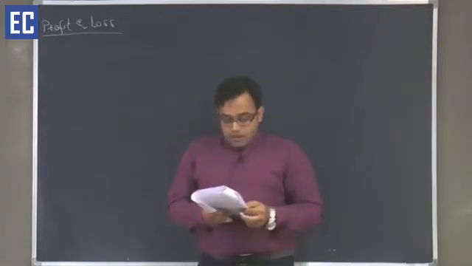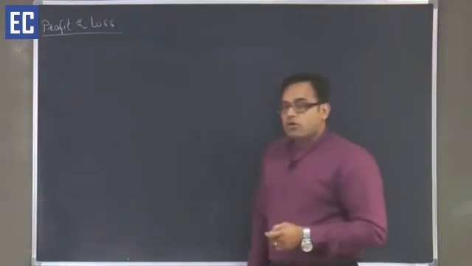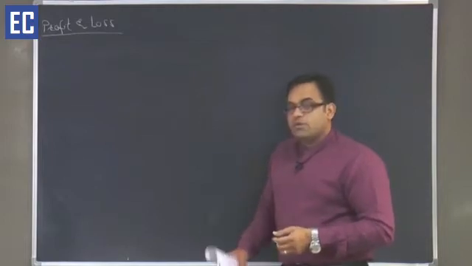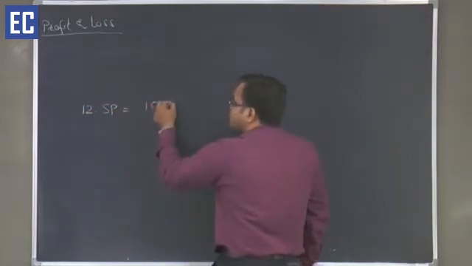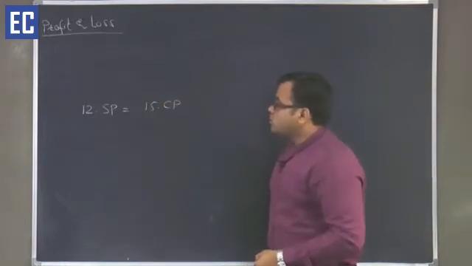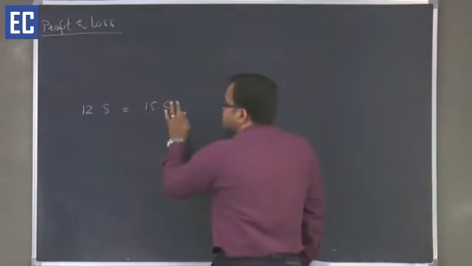Next example, the SP of 12 oranges is equal to the cost price of 15 oranges. What is the profit or loss percentage? So if the SP of 12 oranges is equal to the cost price of 15 oranges, what is the profit or loss percentage? What we can say is 12 items into SP is equal to 15 items into CP. So the selling price of 12 items is equal to cost price of 15 items. Let us represent SP by S and the cost price by C.